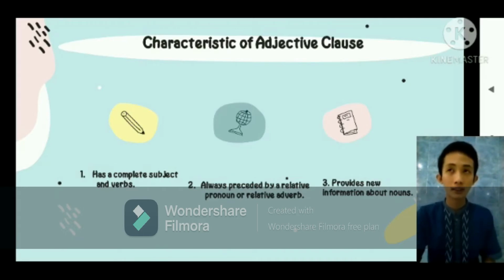Same as other clauses, the first characteristic of an adjective clause is that it has a complete subject and verb. Then the second point is that an adjective clause is always preceded by a relative pronoun, who, whom, whose, that, which, or a relative adverb, where, when, and why. Then the third characteristic is that an adjective clause provides new information about nouns, the subject of a sentence.